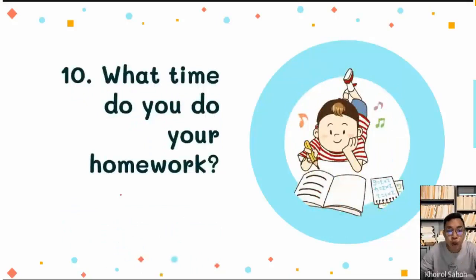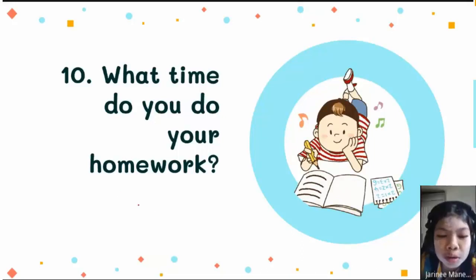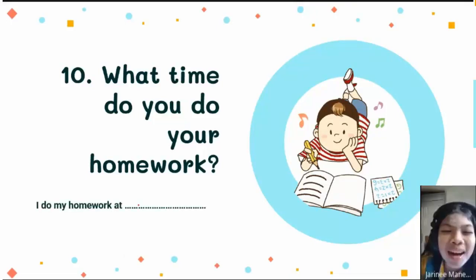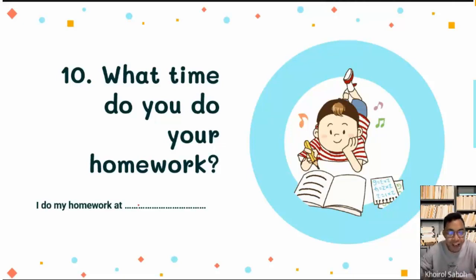What time do you do your homework? Student: I do homework at school. Teacher: You do homework at school. What is your number? 5. Number 5. Okay.